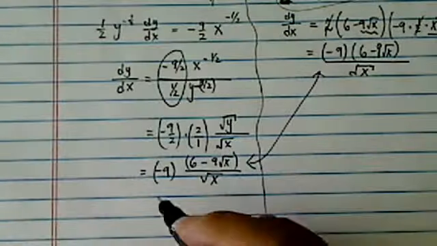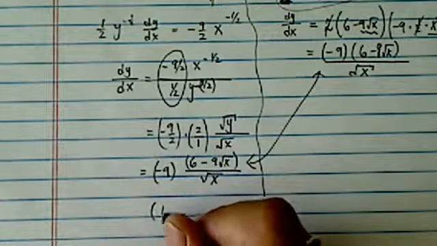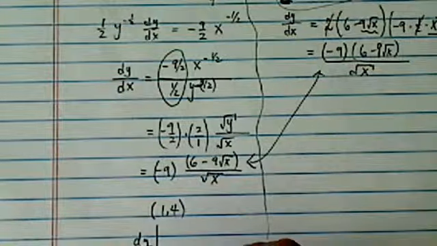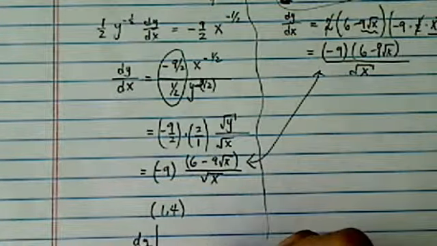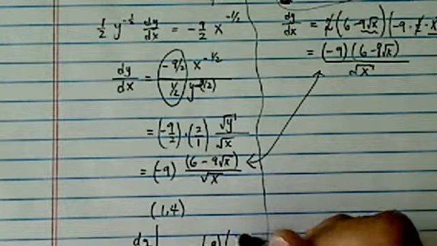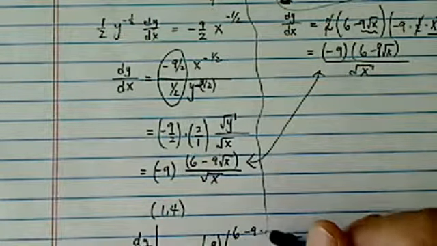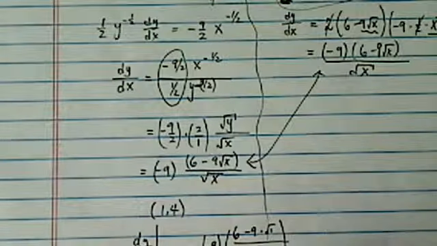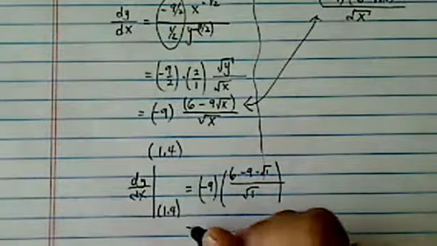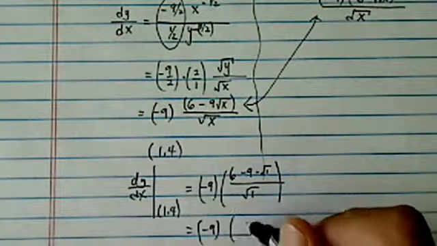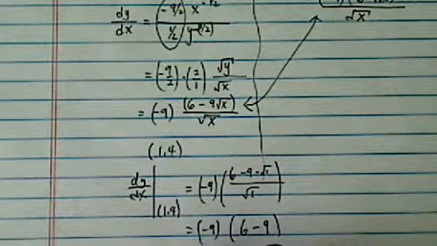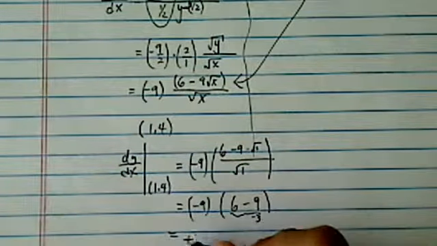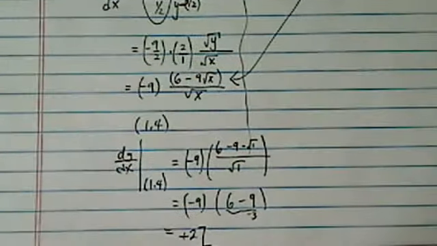Now from here, all we really have to do is use the given point of (1, 4). So dy/dx evaluated at the point (1, 4) is equal to, let's be careful, minus 9 times 6 minus 9 times radical 1, divided by radical 1. So minus 9 times 6 minus 9, which is minus 3, and it's positive 27. So that's the answer.